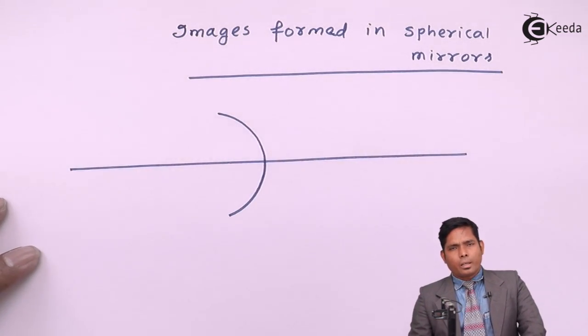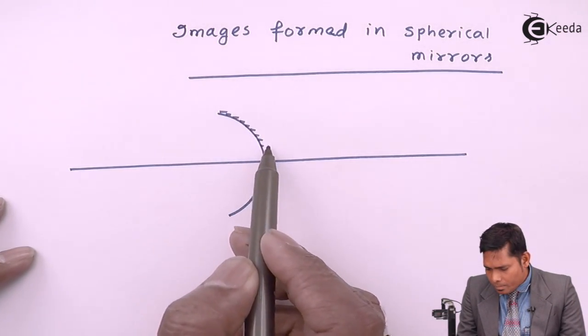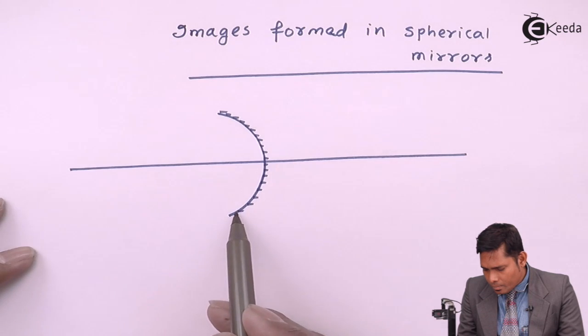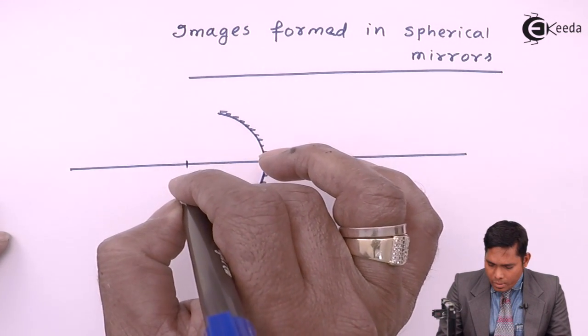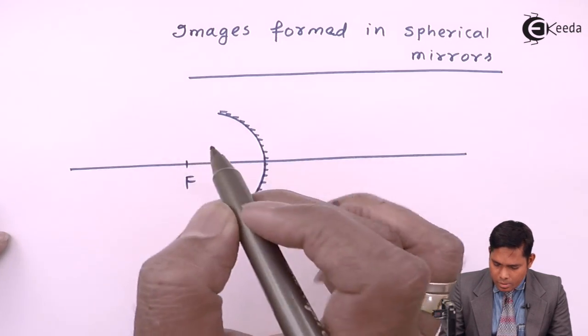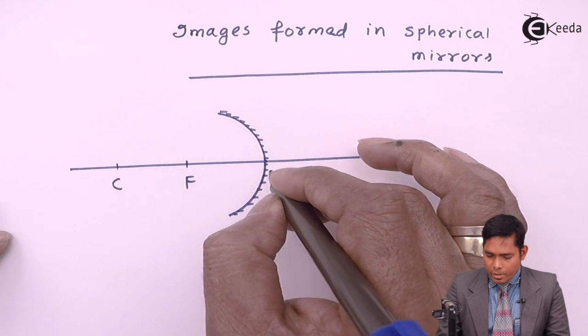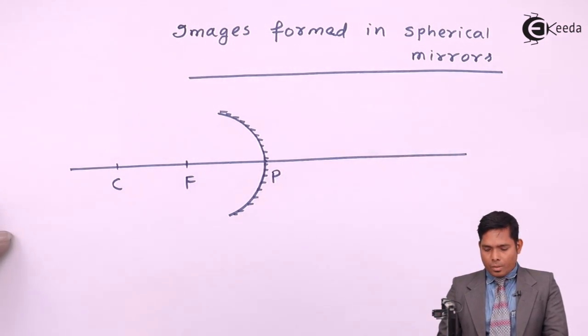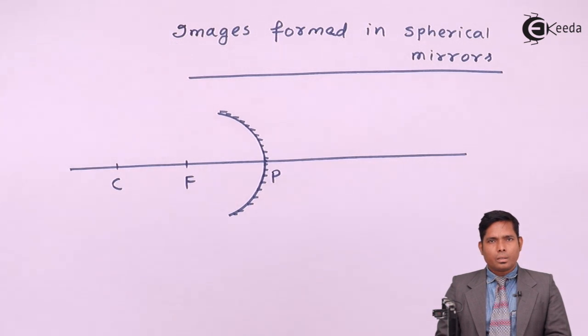This is a concave mirror, and this is the focus. This is the center of curvature. This point is the pole, and this is the principal axis. Now, what are the different types of rays that can come in?